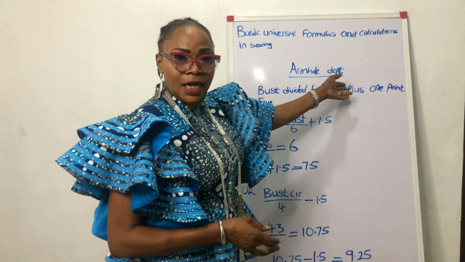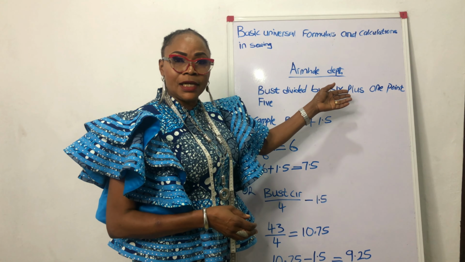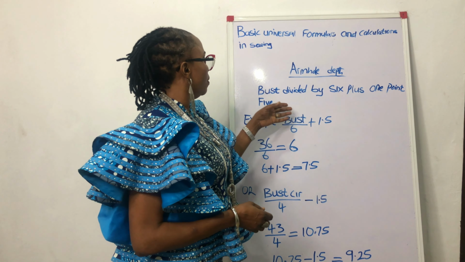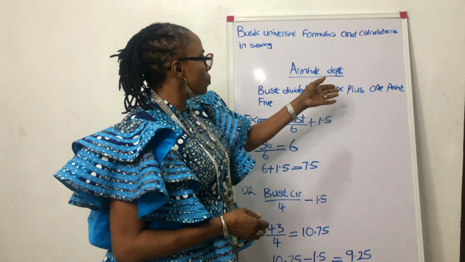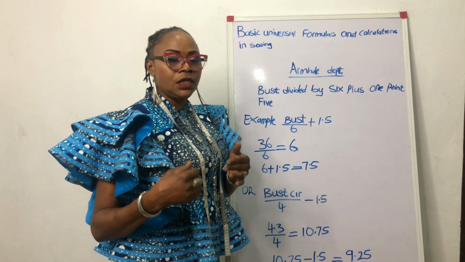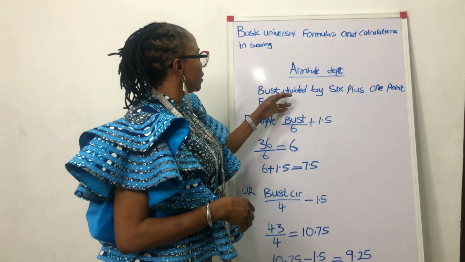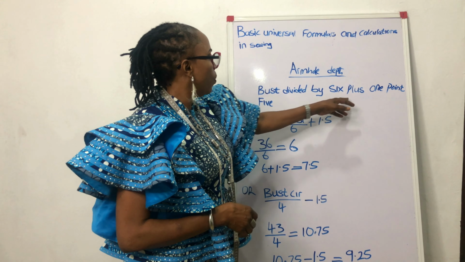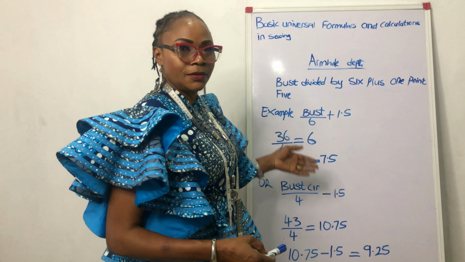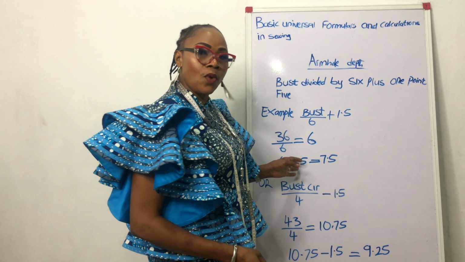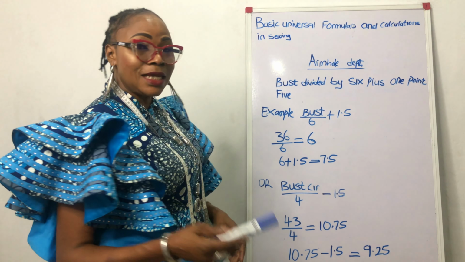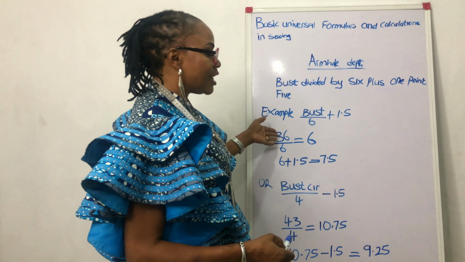This is our armhole depth, and if you are to get our armhole depth on this basic formula, you divide bust by 6 plus 1.5. That is the formula of getting your armhole depth. So 36 divided by 6 is equal to 6. 6 plus 1.5 is equal to 7.5. That is our armhole depth for this size.